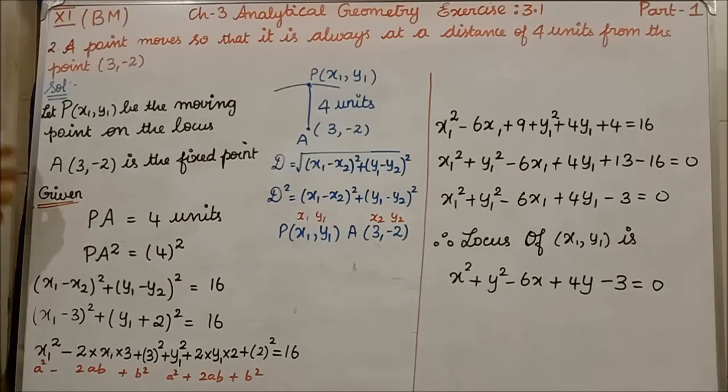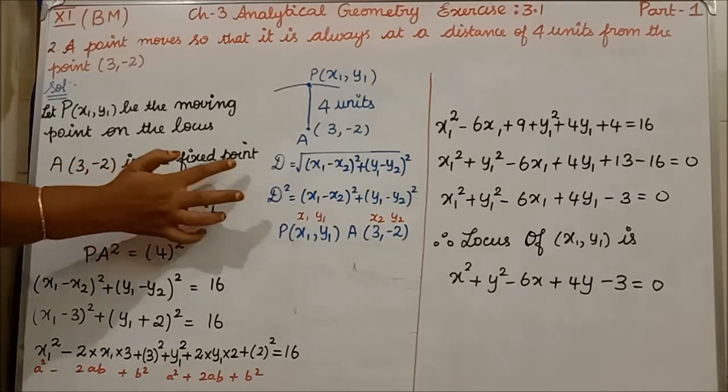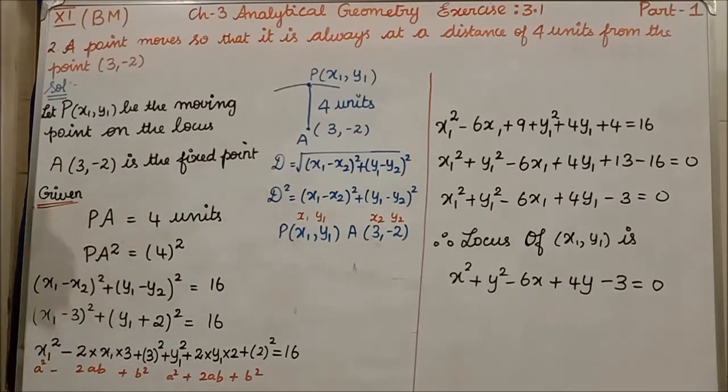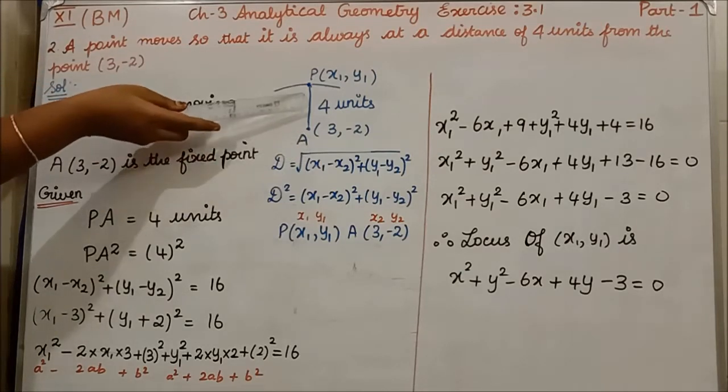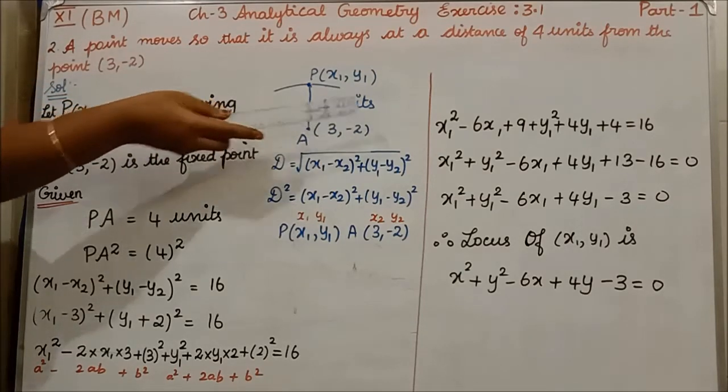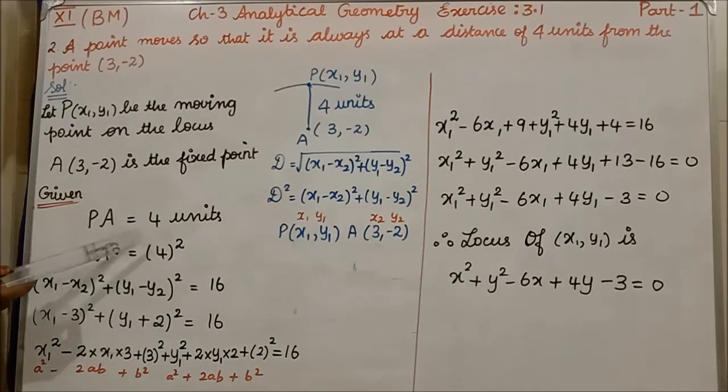A is the fixed point. A (3, -2) is the fixed point. They have given PA equal to 4 units. So PA is equal to 4 units. I told you that to find the distance, we will be applying the same distance formula only.